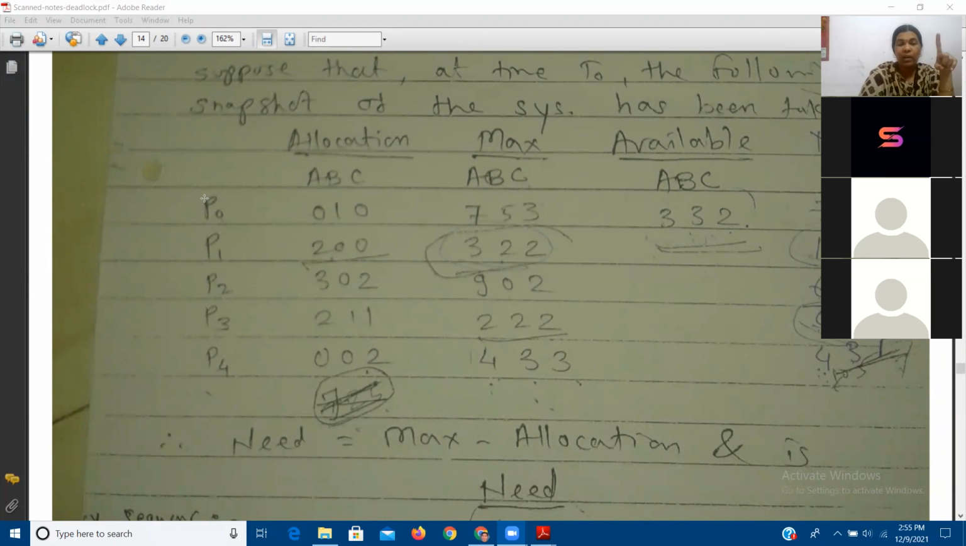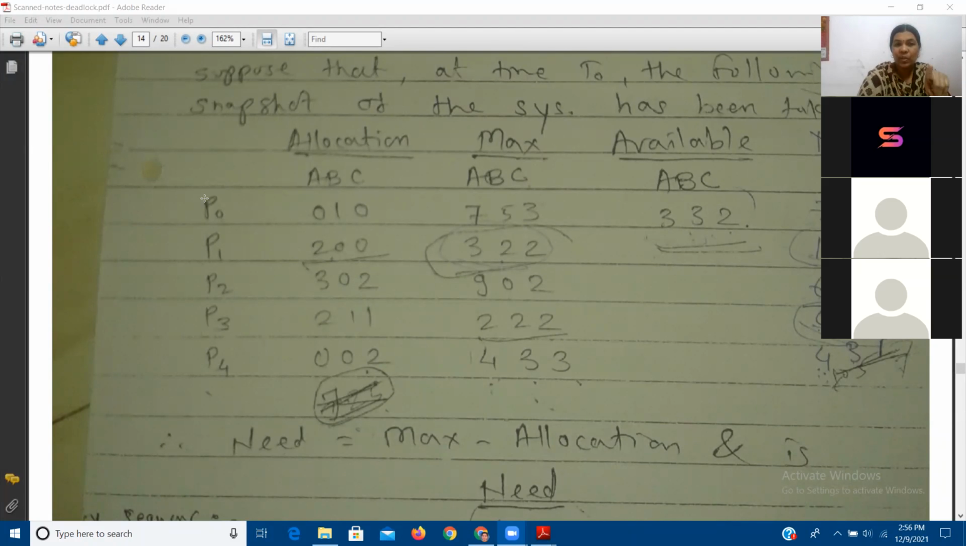A चे 0 अलोकेट केलेले आहेत, B चे 1 अलोकेट केलेले आहेत आणि C चे 0 अलोकेट केलेले आहेत. सो दॅट्स 0 1 0. And what is the maximum need of process P0? So process P0 ला जर complete व्हायचं असेल तर P0 ला A चे 7 instances लागणार आहेत, B चे 5 लागणार आहेत आणि C चे 3 लागणार आहेत. So that's why in front of P0 under max, it is 753.